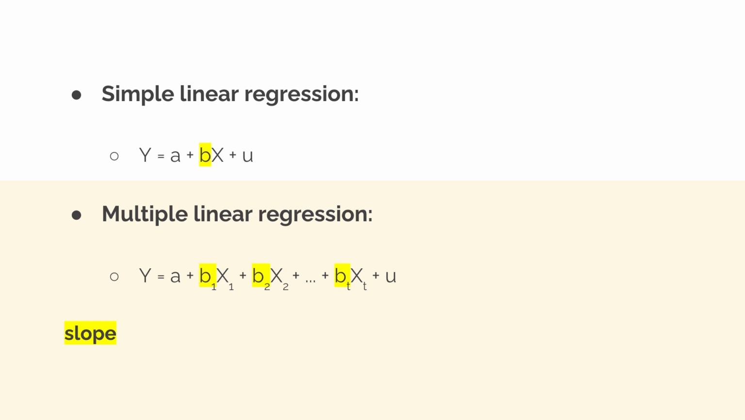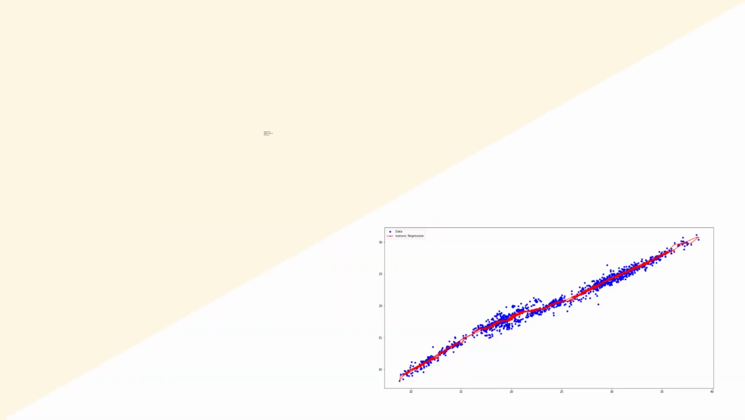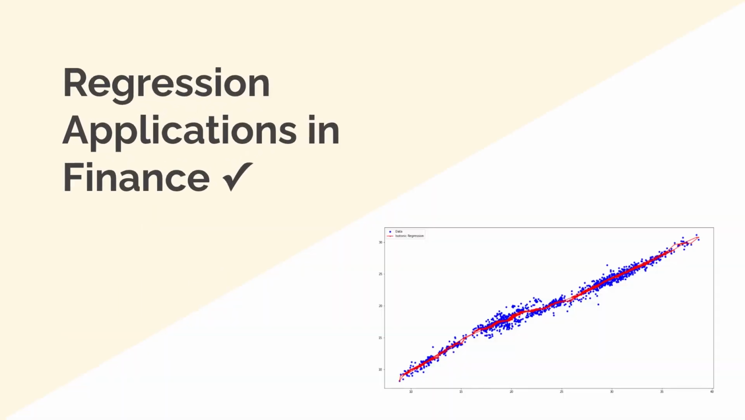Then we have b, which is the slope of our regression line. a is the intercept, and u is the residual. And that is where regression is applied in finance. Coming up next, we're going to do a deep dive into regression.